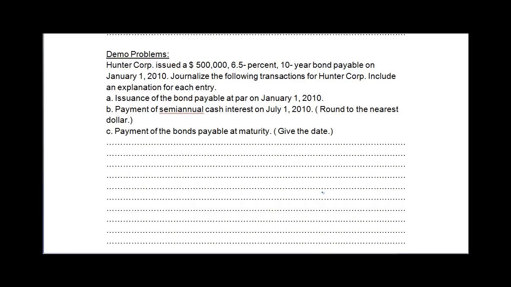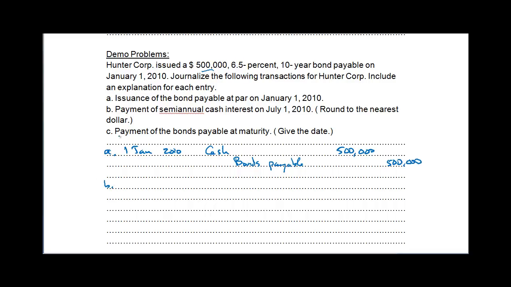Hunter Corporation issues a $500,000, 6.5% 10-year bond payable on January 1st, 2010. This is when they issue it. Okay. Journalize the following transactions, include an explanation. Well, I'm not going to bother with explanations. So let's journalize the issuance of the bonds payable at par on January 1st, 2010. So 1 Jan 2010. Issue the bonds: cash. They're issued at par, which means we're going to issue them at the same price as the maturity value, $500,000. And we're going to credit bonds payable.